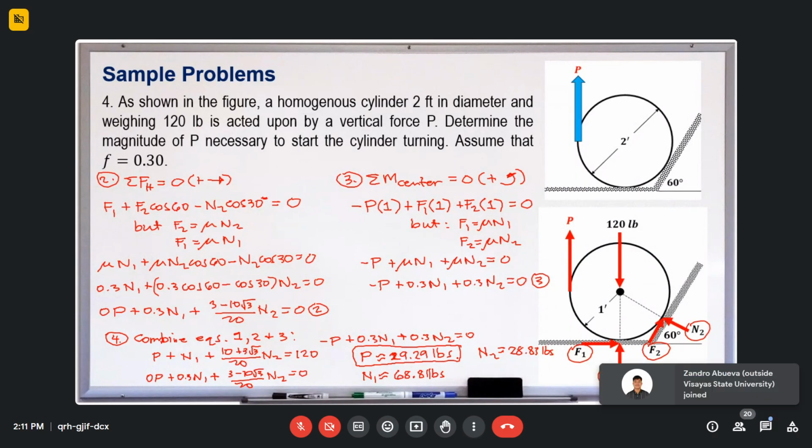Okay. Are there questions about the second problem? No, sir. How about the others? For the summation of moments, you can select any point on our rigid body. It can be the center, the first contact point, or the second contact point. You will still arrive at the same answer. Okay, none then.